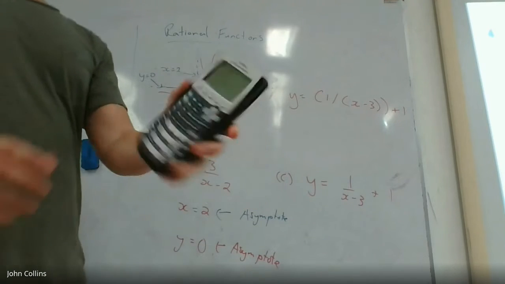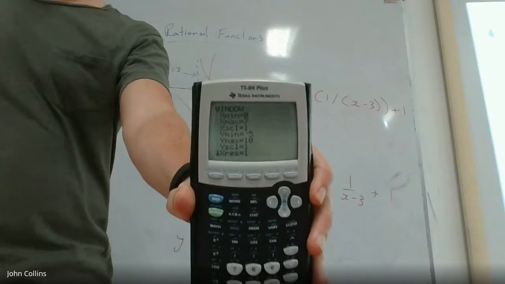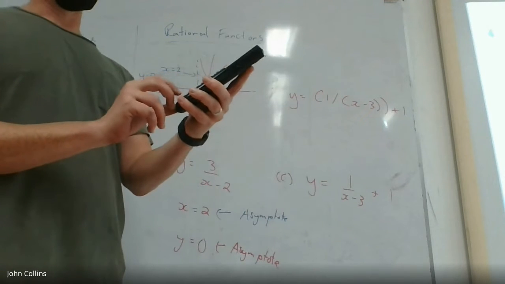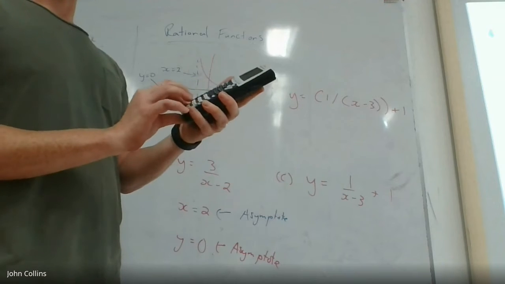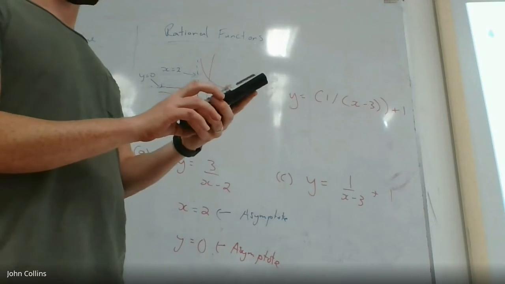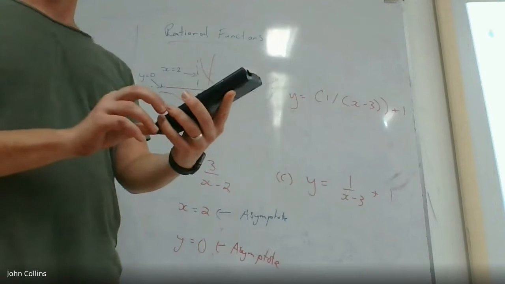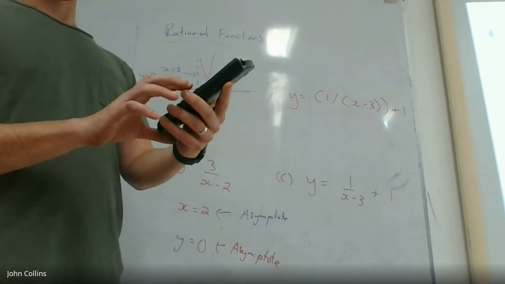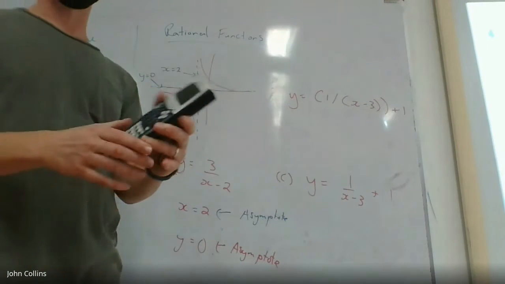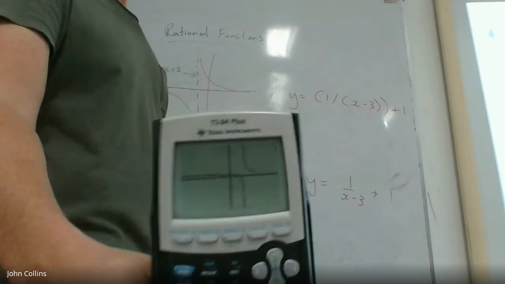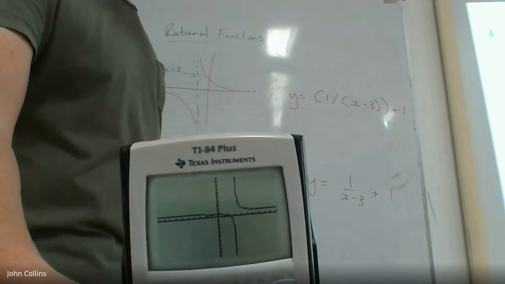I'm going to usually change your window, so press the window button. I usually have it at -10 for the x min, +10 for the x max, the x scale at 1, -10 for the y minimum, and positive 10 for the y max. This is just in general, just to see what the graph looks like. So I've changed my window. This is for the people online. It looks something like that.